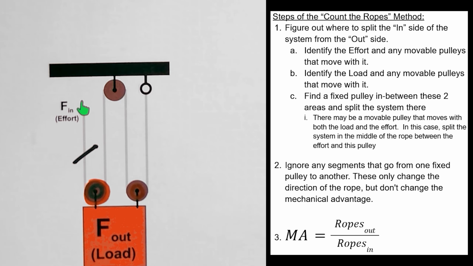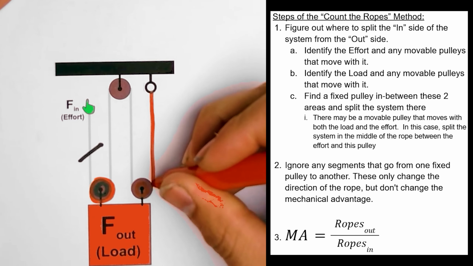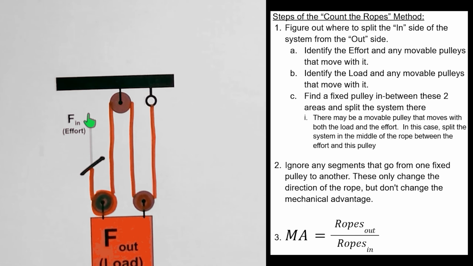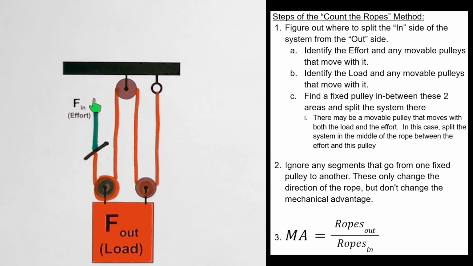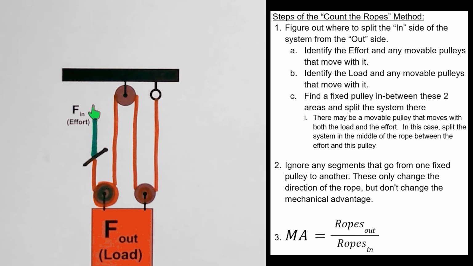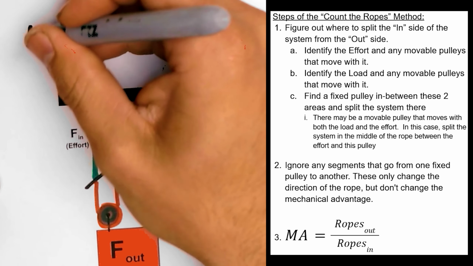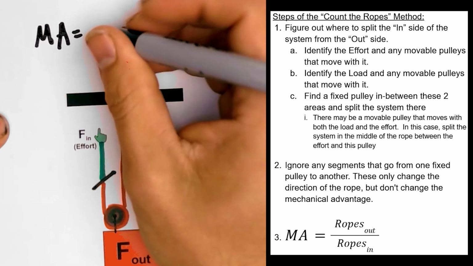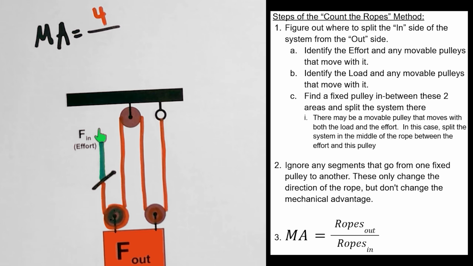Now we're still going to go through and color code all these ropes. We've got load, load, load, and this guy's also load. And then we've got effort. So the length of these segments doesn't mean anything. It's only how many segments there are. So we've got, put it up here this time, MA equals out over in. So out, we've got 4. In, we've got 1.